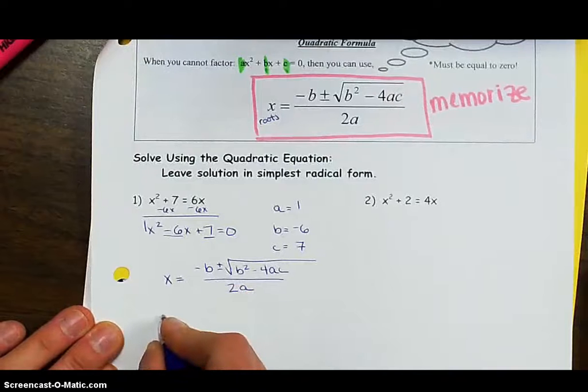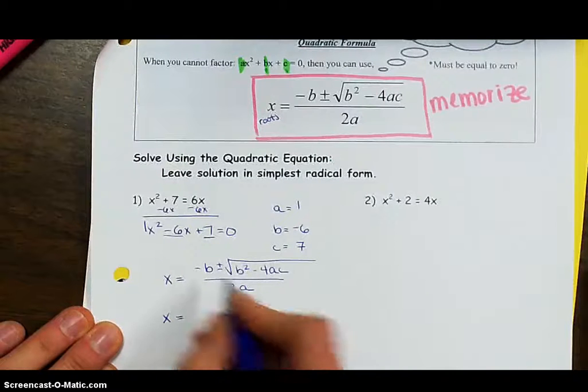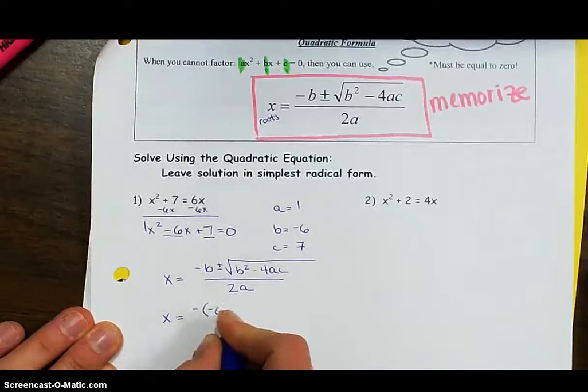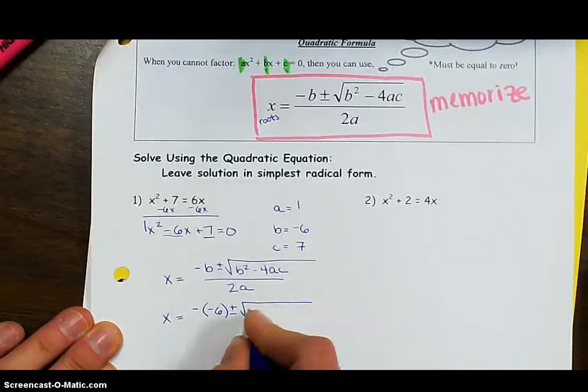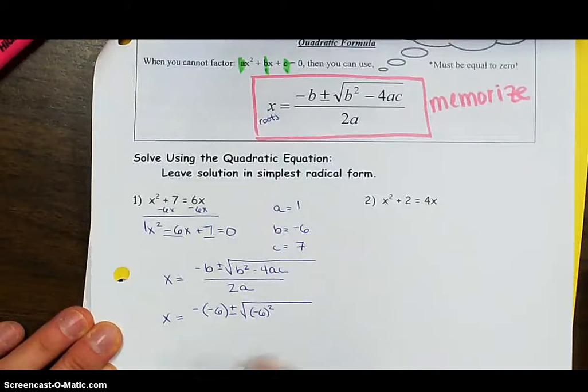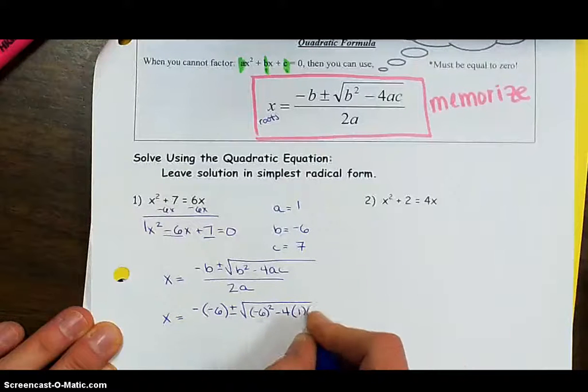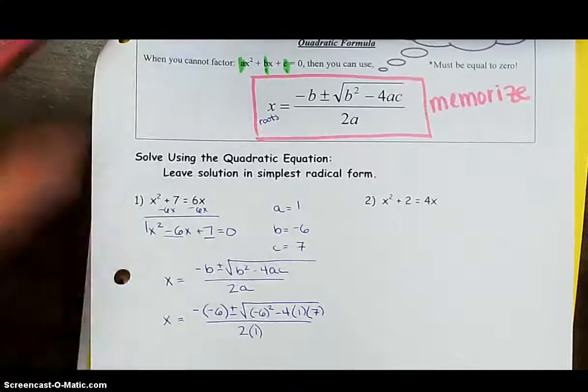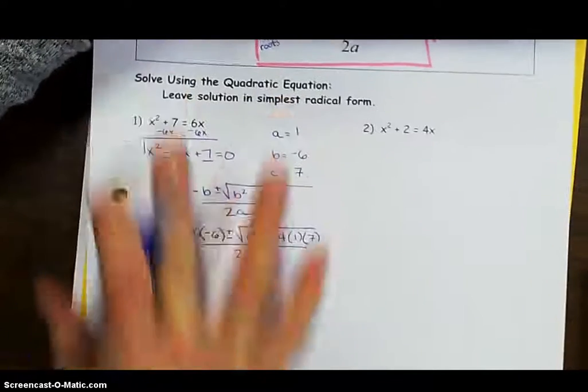All right, so let's go ahead and plug it in. So x equals, now the b is a negative, and then we have a negative 6. So I have a negative 6 plus or minus the square root of b squared. Remember, when we substitute in, we're going to put it in parentheses, b squared minus 4, our a value is 1, our c value is 7, all over 2 times a, and our a is equal to 1. All right, so now we just plugged everything in.